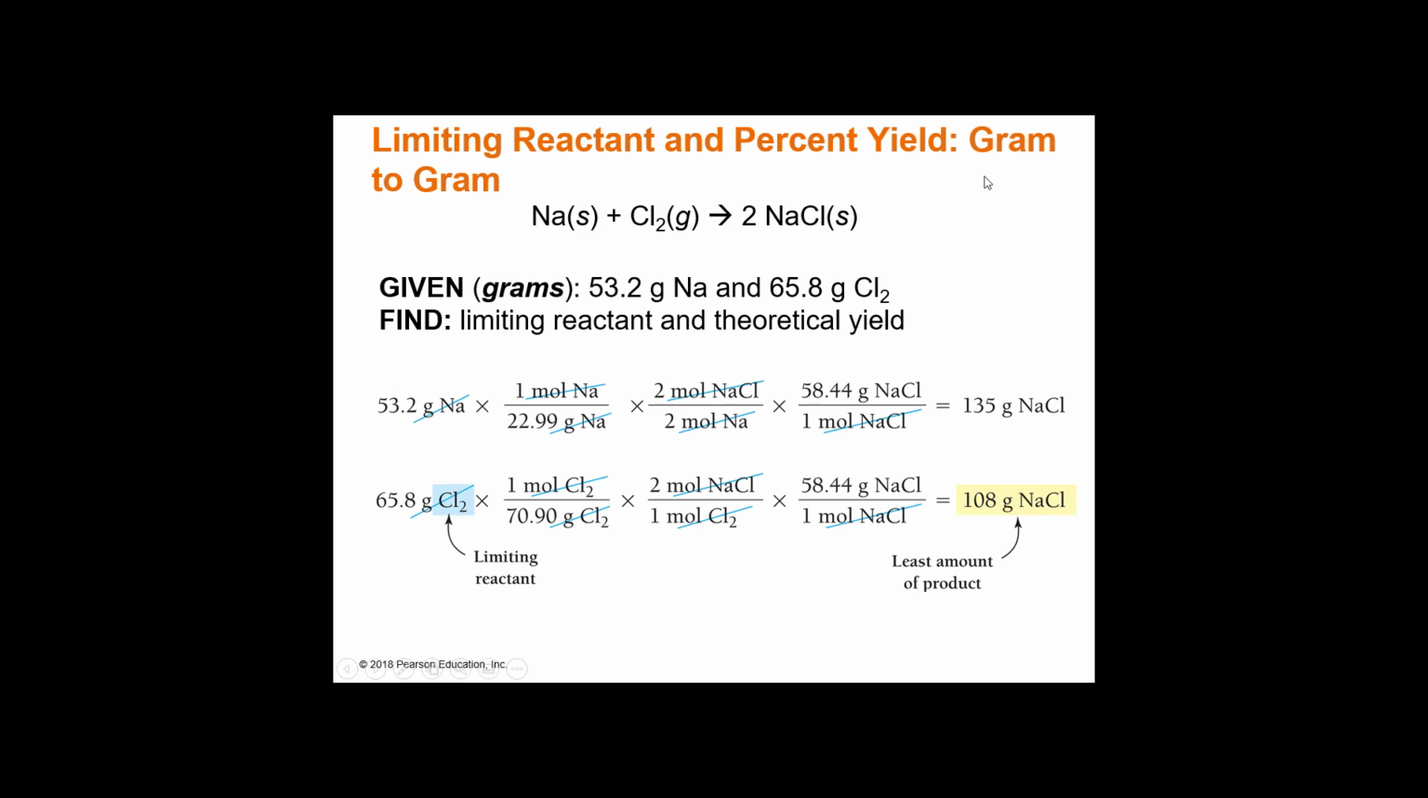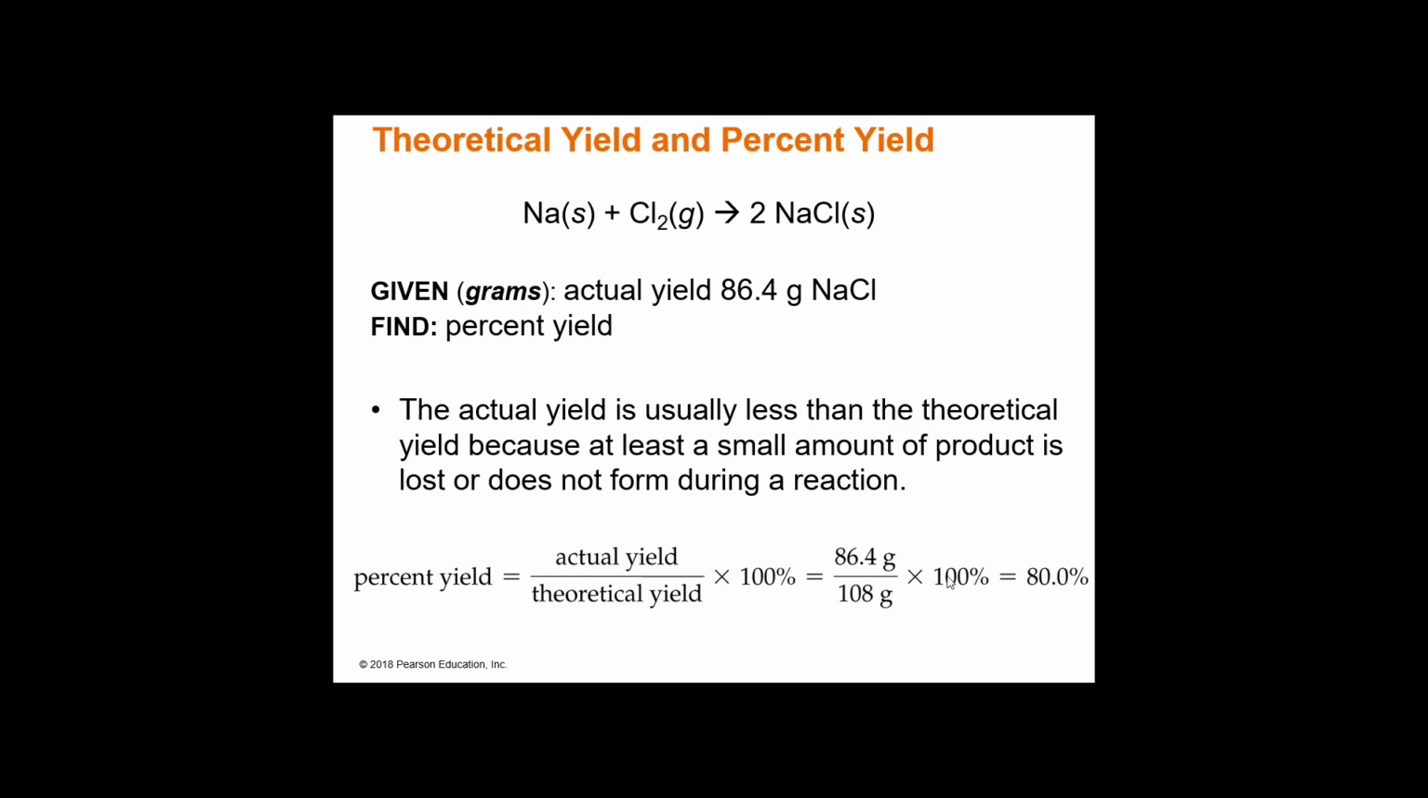Okay, so in this case, when this is calculated out, we determined that Cl2 will produce 108 grams of sodium chloride, and with sodium it will produce 135 grams. So the 108 grams is the limiting reactant, and it's also the theoretical. That is the max amount that can be produced without any errors or issues on paper.